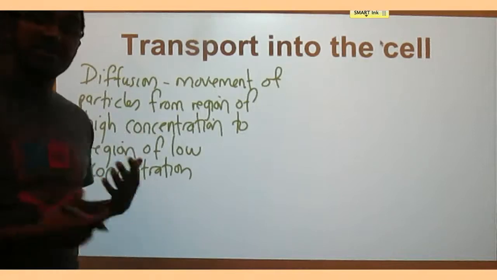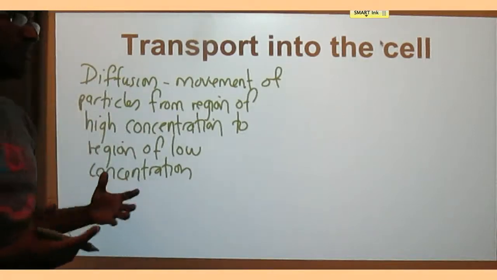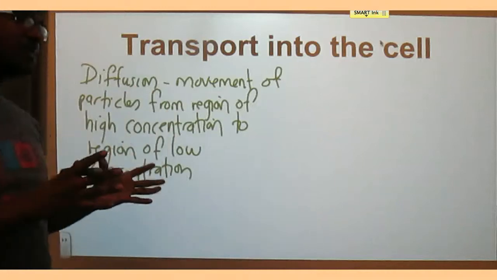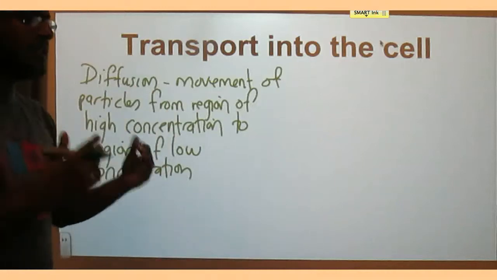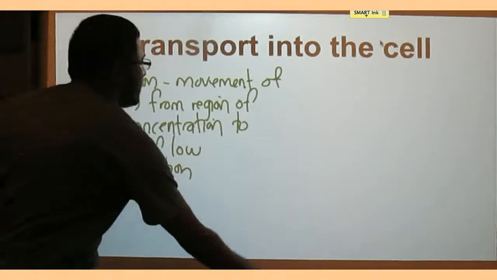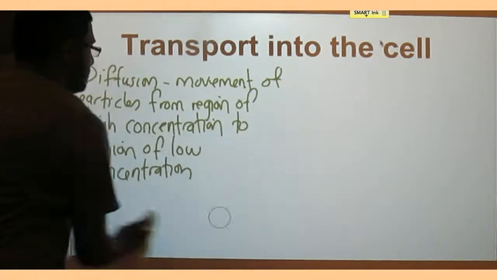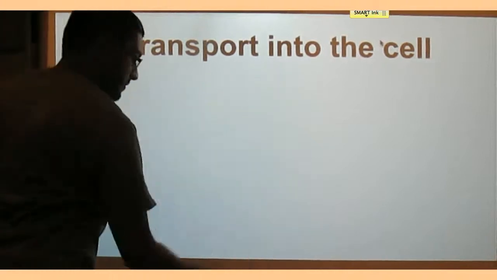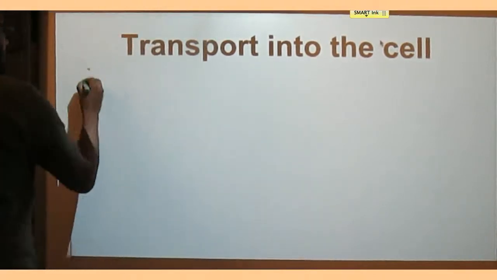The cell uses this same mechanism. If there's a lot of particles outside of the cell, they will move into the cell. If there's a lot of particles inside the cell, they'll move out, so they have an even distribution. The next type of passive transport is osmosis.